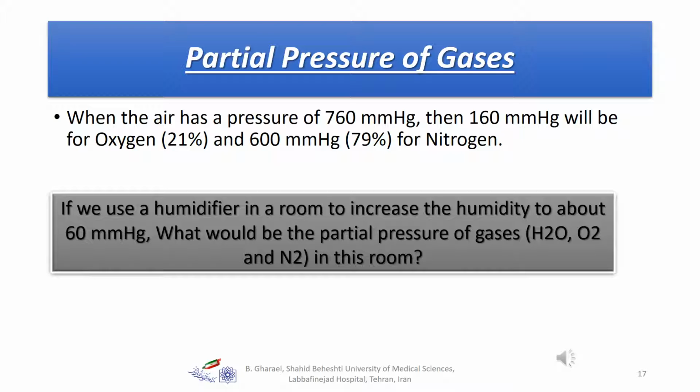Now we come to another question to know whether we understood this concept well or not. The question is, if we use a humidifier in a room to increase the humidity to about 60 millimeters of mercury, what would be the partial pressure of gases, water, oxygen, and nitrogen in this room? Please pause at this stage and once again think about the partial pressure rules to find the answer to this question.